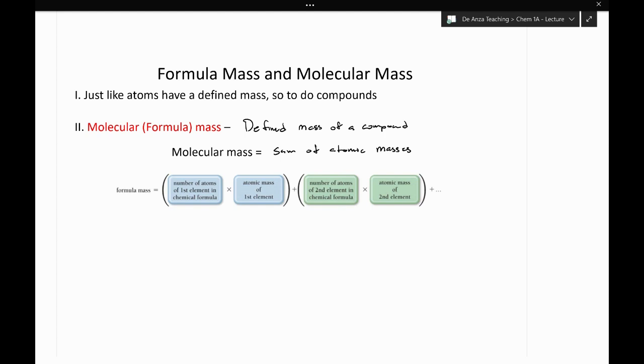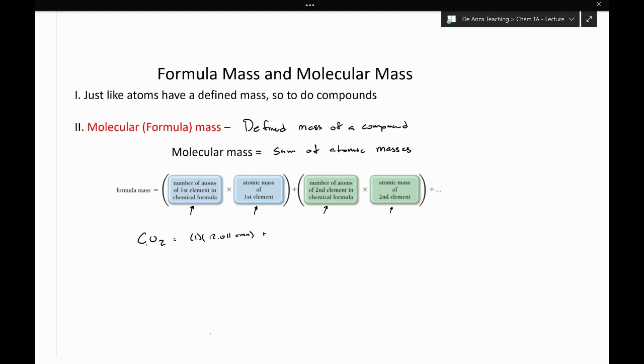And so formulaically, you can take the number of atoms of your first element, multiply that by the atomic mass of that element, add to that the number of atoms of the second element, multiply that by the atomic mass of the second element, and so on and so forth. And so let's look at a couple examples. Let's look at CO2. The number of atoms of our first element is 1, and then we multiply that by the atomic mass of carbon, which is 12.011 atomic mass units. So that's our first atom.